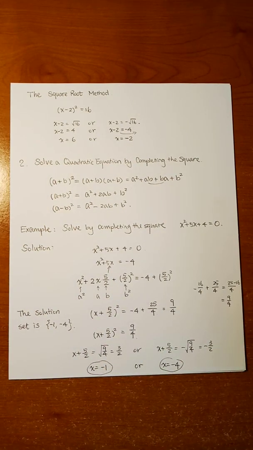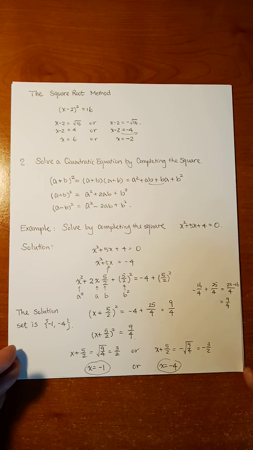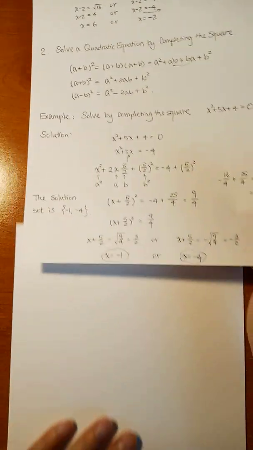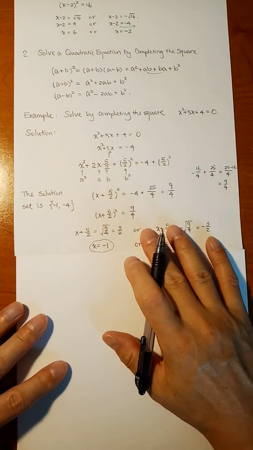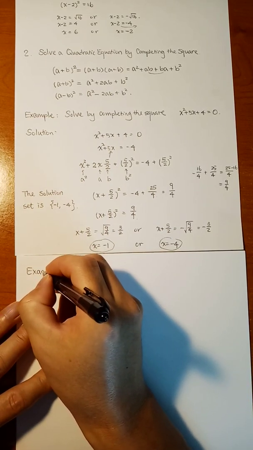All right, so this is the completing the square method. Okay, so let's see what's next. Let's see another example. We still try to use the completing the square method.